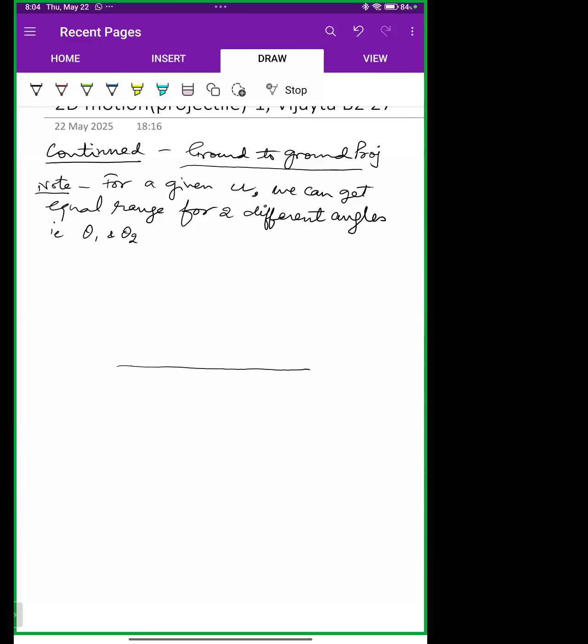Sir, what is after given? Pardon? Sir, what is the word after given? Given u, or a given u. U means initial velocity. Okay.